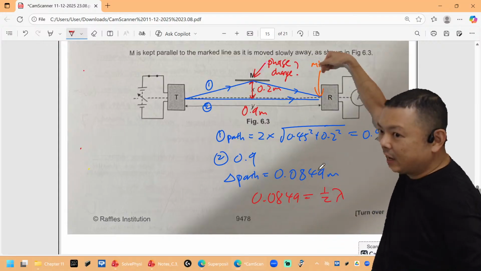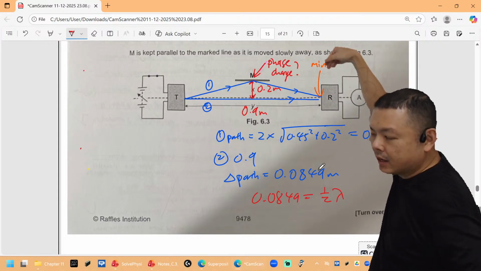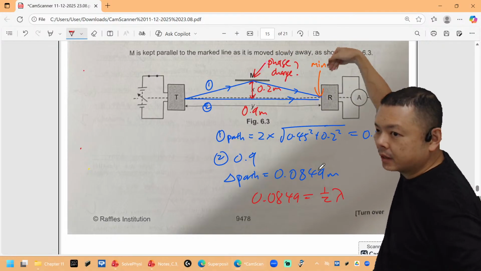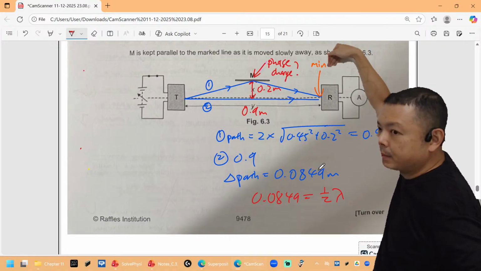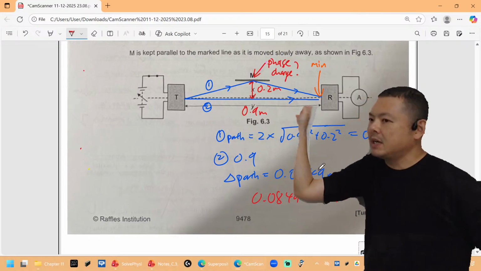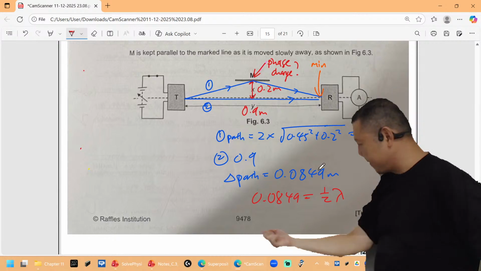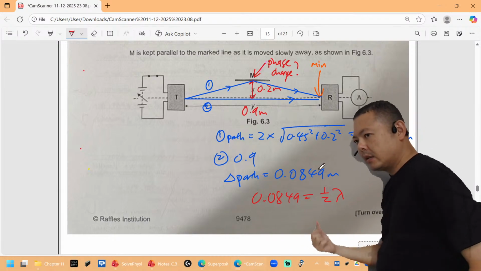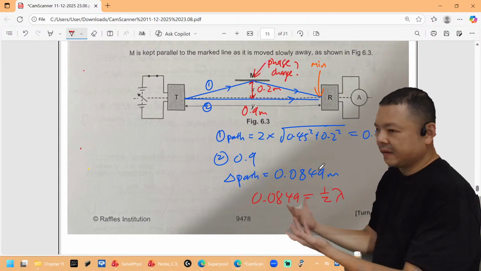No. They are telling you that I want a minimum here. So what's the wavelength in order to get a minimum here? If there's no phase change, how do you get a minimum here? The first wave must be longer than the other wave by how much? Half a wavelength. Then that distance will be half a wavelength. Yeah, this is if there's no phase change.